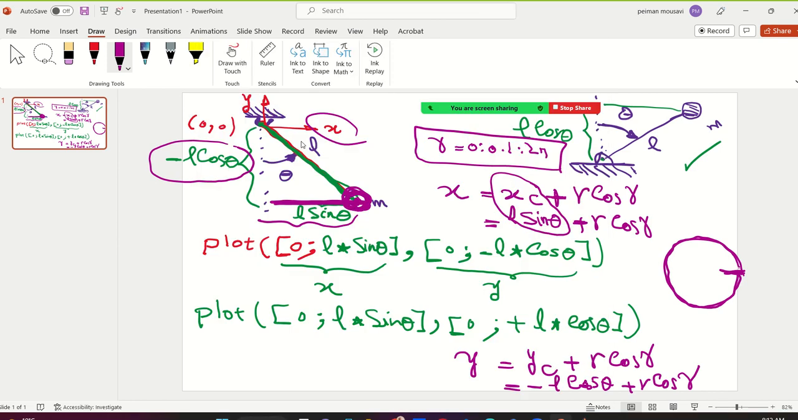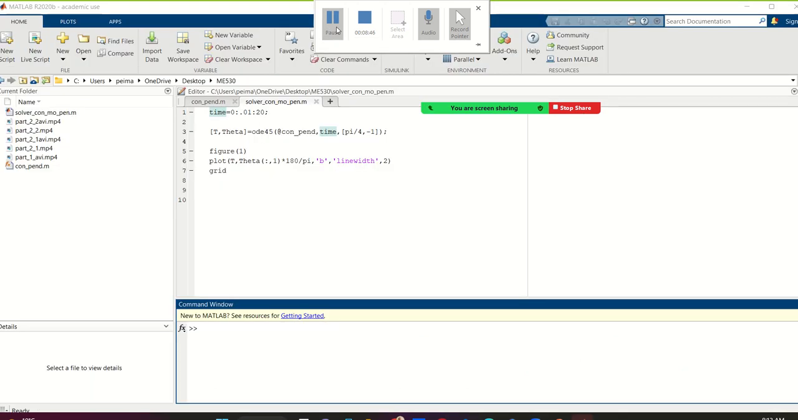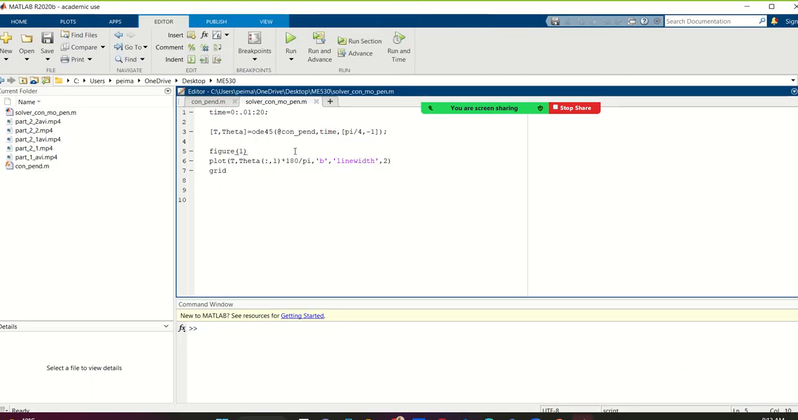Based on the ODE that I developed previously. Until it comes up, I'm going to pause it here. So, this is the code that we developed, remember, from previous class? I'm going to share it with you after I'm done today.